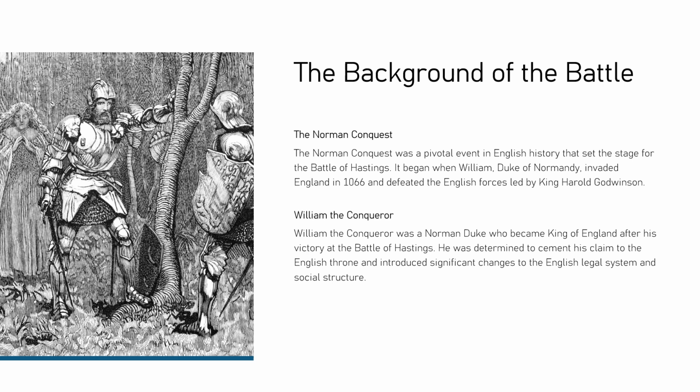William the Conqueror. William the Conqueror was a Norman duke who became King of England after his victory at the Battle of Hastings. He was determined to cement his claim to the English throne and introduce significant changes to the English legal system and social structure.